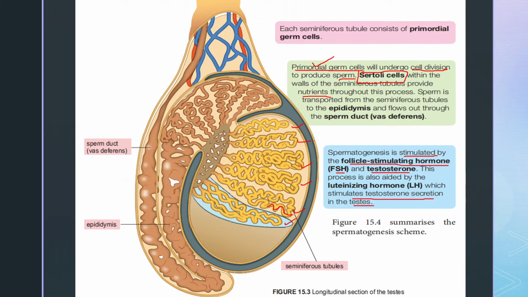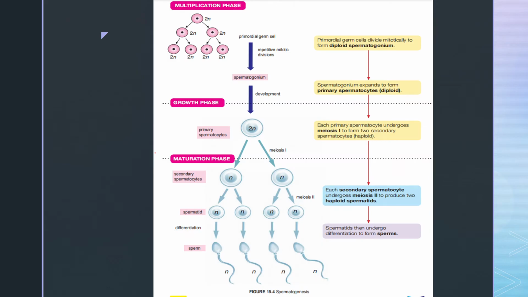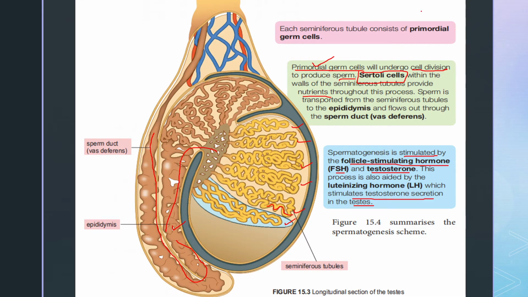Once sperm are produced in these seminiferous tubules, they are transported from here to the epididymis. That's the epididymis, and then they will flow out through the sperm duct, which is the vas deferens. Each of these seminiferous tubules consists of the primordial germ cells.